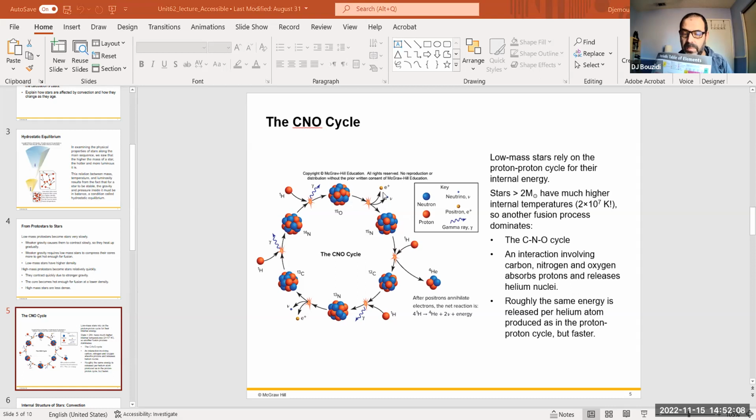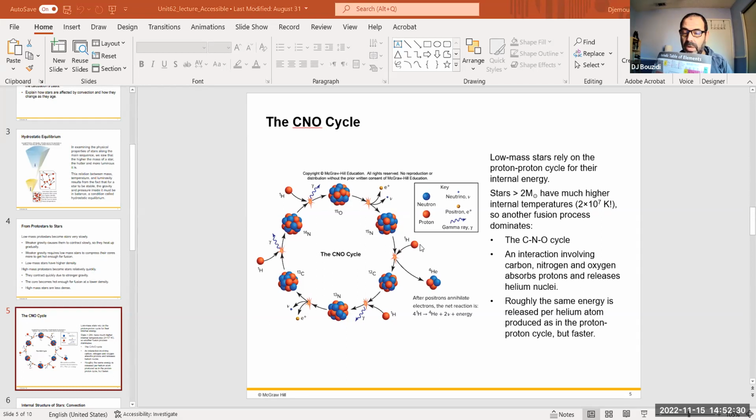A positron, which is a positive electron, will immediately meet its counterpart, namely a regular electron, and they will annihilate, producing more energy. And there is a second neutrino. Neutrino here and neutrino here. 2 neutrinos come out of this process. This nitrogen 15 is not stable.